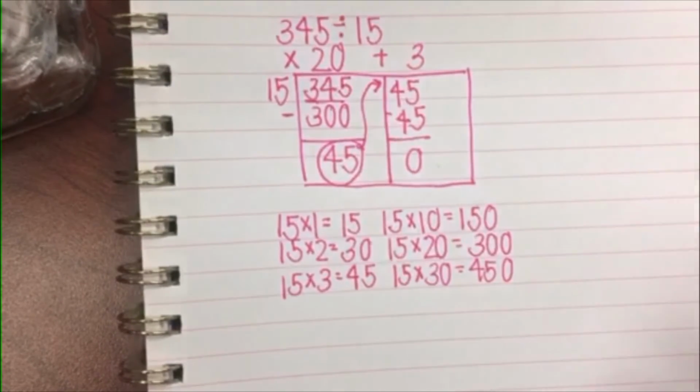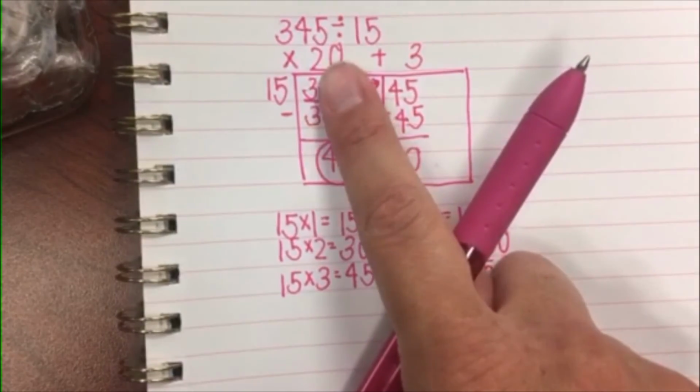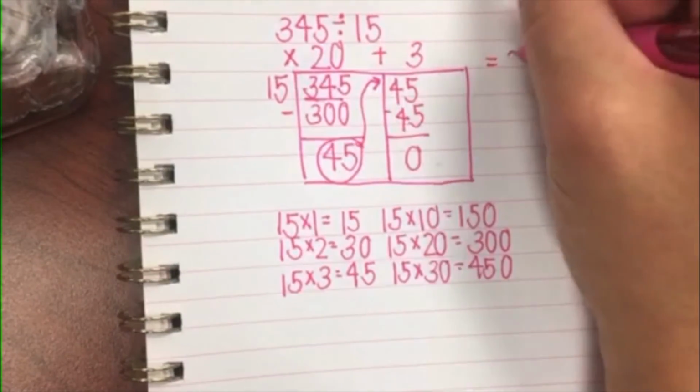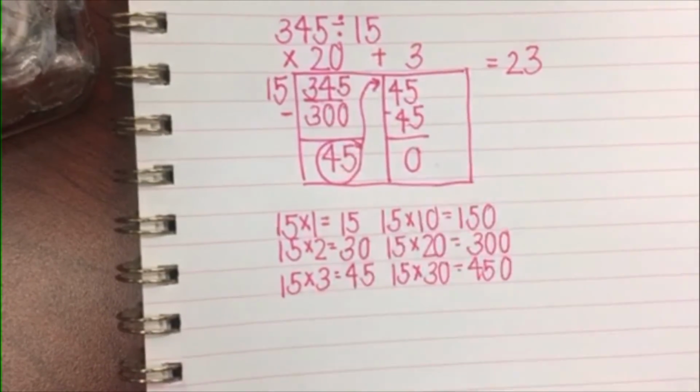So I'm back down to 0, and none of these problems tonight should actually have any remainder, so your student should be able to work this all the way through. If I look, I now have 20 plus 3. That gives me 23. So the answer to this problem, 345 divided by 15, is 23.